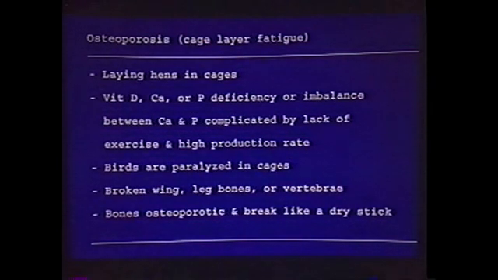If there is not enough in the bone, the bone is going to go porotic, become very thin, and eventually will break. For this reason, bones from adult birds with osteoporosis break just like a dry stick. Okay, so rickets will bend just like a green stick. Osteoporosis, they'll break like a dry stick.